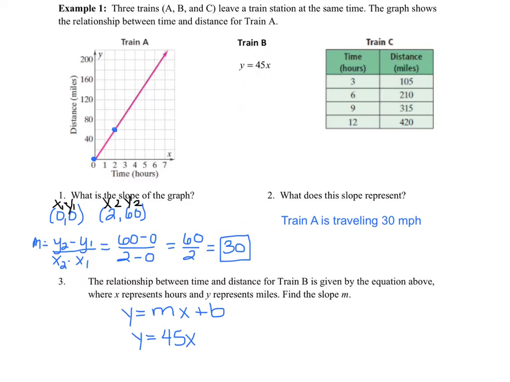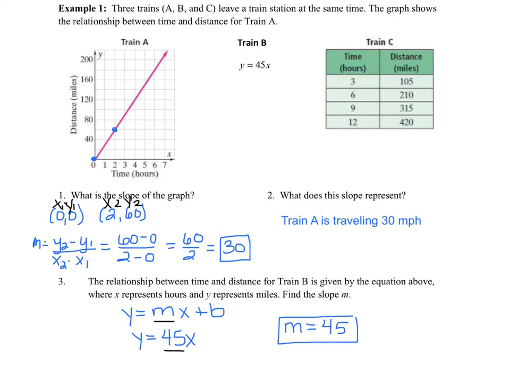So now what is my rate of change? What is my slope? Well, your slope is m. So what's my m? M is equal to 45. So my slope for train B is equal to 45. And that's all you do when you have an equation. You just want to identify the m using the slope-intercept form.